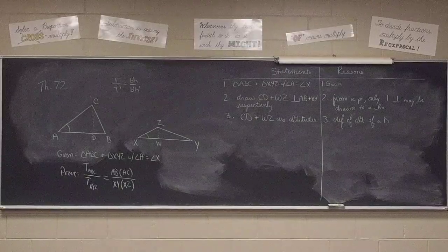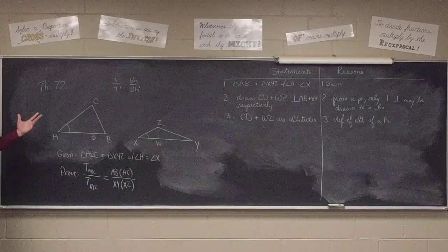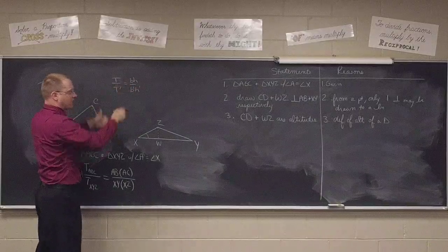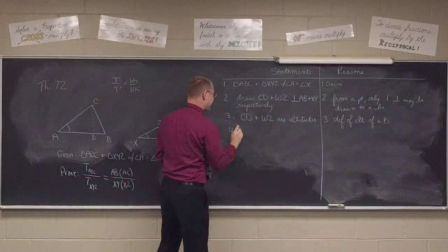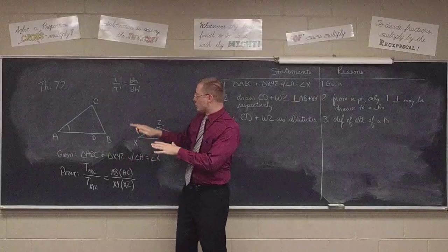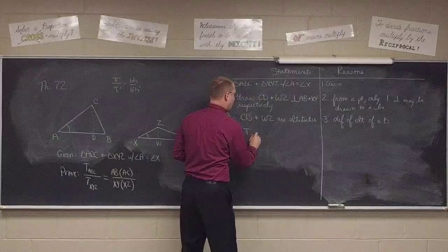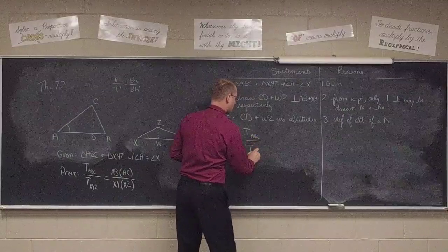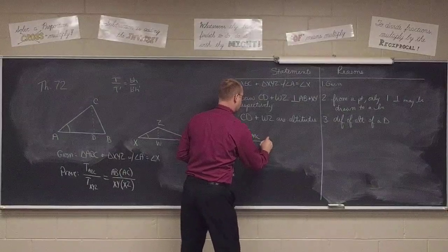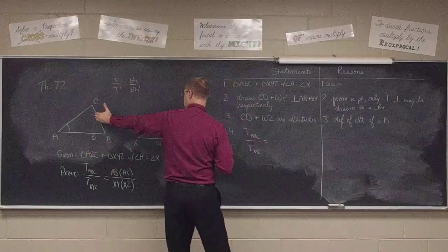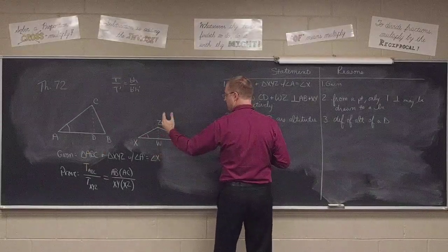Okay, well, that's what we wanted, right? Now we have some claims. Now we can do something here. We're not going to say T is to T prime. Let's use these two triangles specifically. Let's say that triangle ABC is to triangle XYZ as base times altitude is to base times altitude.